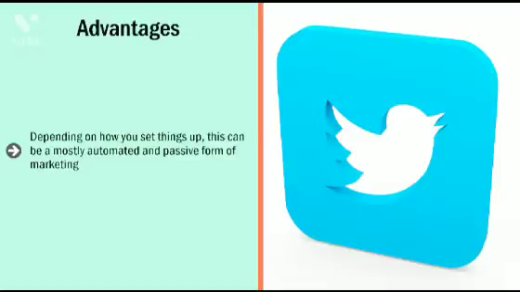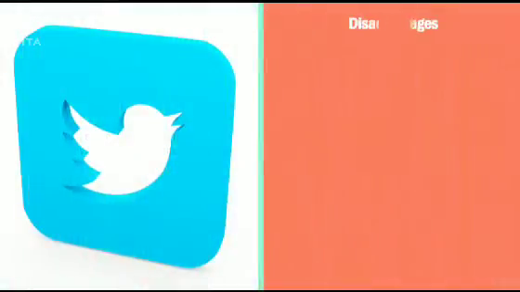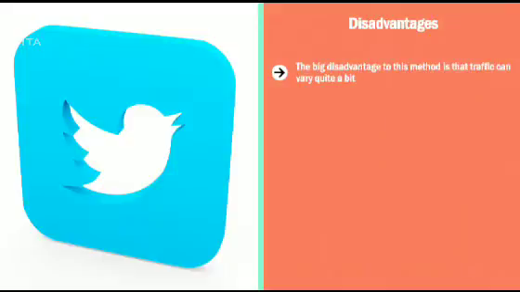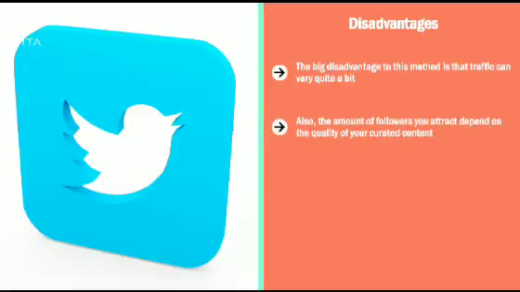Another advantage to this technique is that you get to target your niche precisely using hashtags that you reverse engineered from your competitors. Disadvantages: the big disadvantage to this method is that traffic can vary quite a bit. Sometimes you get a lot of traffic, sometimes you don't. It all depends on the traffic flow on Twitter. Also, the amount of followers you attract depends on the quality of your curated content. If you're sloppy with this type of content, you're not going to get too many followers.